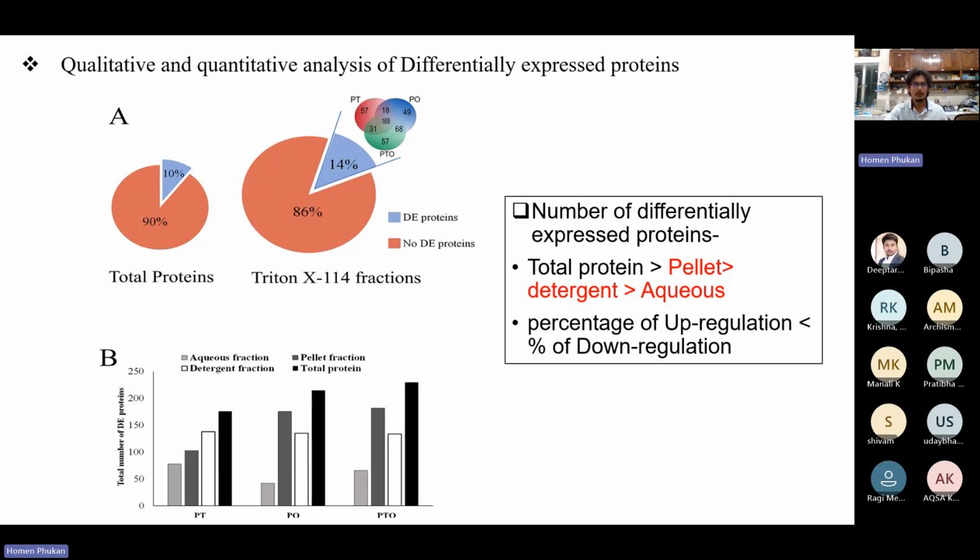And we tried to figure out how many proteins were differentially expressed among all the fractions with respect to the treatments. You can see here that the pellet fraction shows the highest number of differentially expressed proteins apart from the total proteins, but an exception is found when physiological temperature is used. But you can see in the detergent fraction, there are uniform numbers of differentially expressed proteins. Sorry for this.